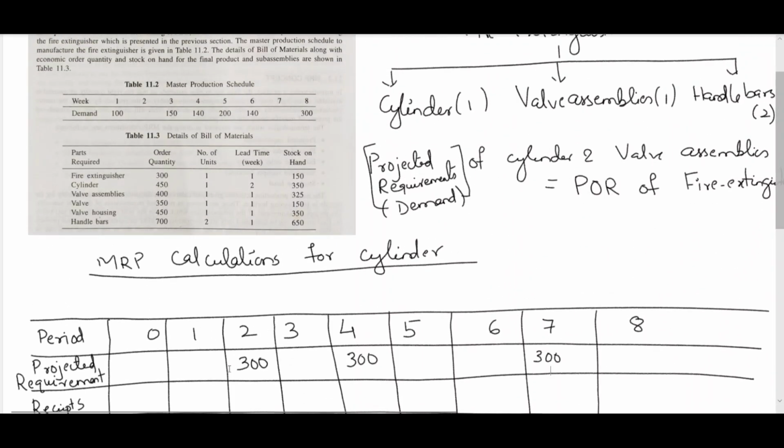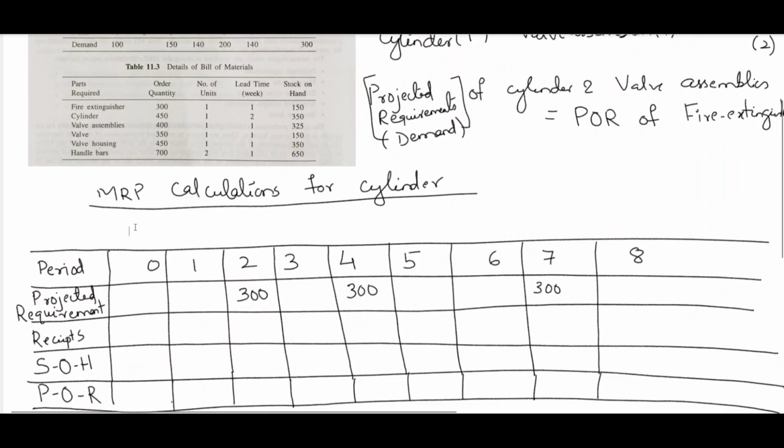These are also the demand or the projected requirement for the cylinder, as well as the demands for our valve assemblies. However, in case of handlebars, as it is 2 in number, it will be multiplied by 2. That means 600, 600 and 600. Everything remains the same. And if we see the EOQ of cylinder, from the table you can see that it is 450. It is economic order quantity. That means at a time we will order 450 pieces of cylinders.